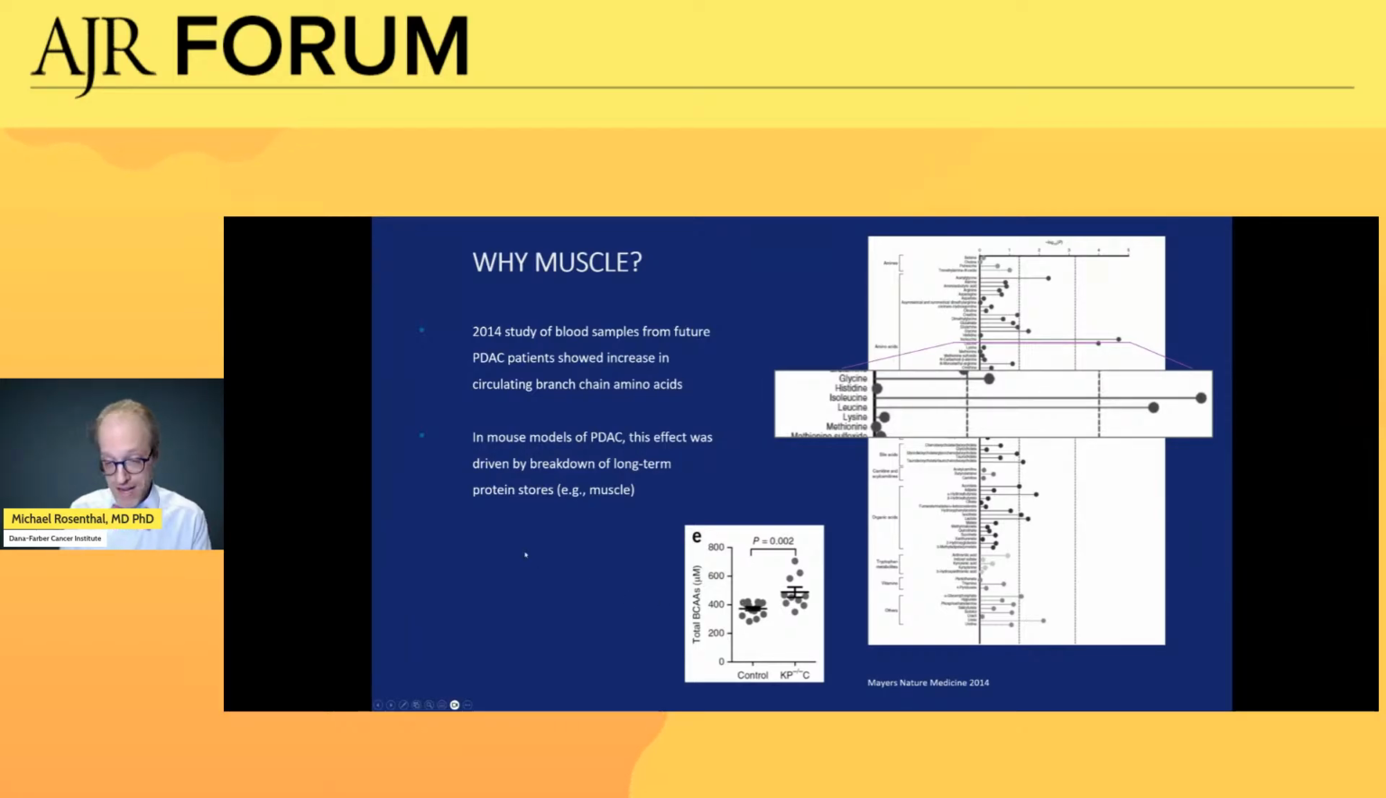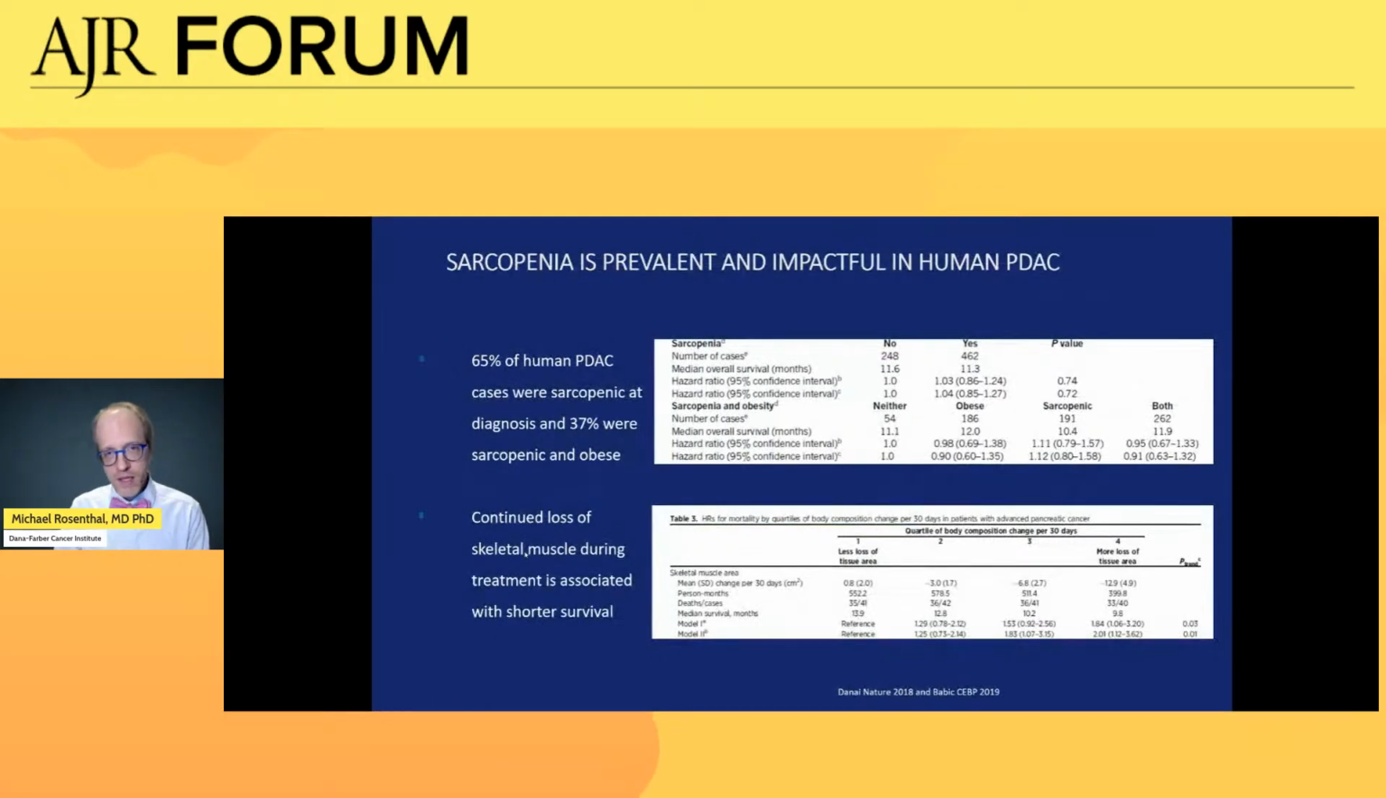The question was, how does this happen in human beings? So I got involved at this point, and we started looking at whether this did happen in human beings. So we looked at a group of about 700 people who were recently diagnosed with pancreatic cancer. And we manually measured the muscle and fat on every one of their CT scans at diagnosis. And we found that about 2/3 of the people had low muscle mass, which is called sarcopenia, at the time of their diagnosis. And interestingly, about 1/3 of them were sarcopenic and obese.